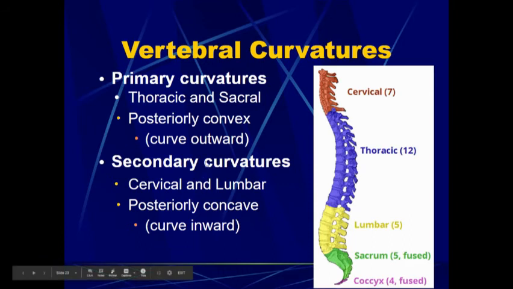The secondary curvatures are the cervical and the lumbar, and those are posteriorly concave, or those curve inward. These are called secondary curvatures because you don't have those upon birth. Instead, you develop those as you go through different stages of development. The cervical curvature develops as an infant is learning to lift its head, and the lumbar curvature develops as an infant is learning how to walk. And those curvatures are actually formed through changes in the intervertebral discs between the vertebrae themselves.